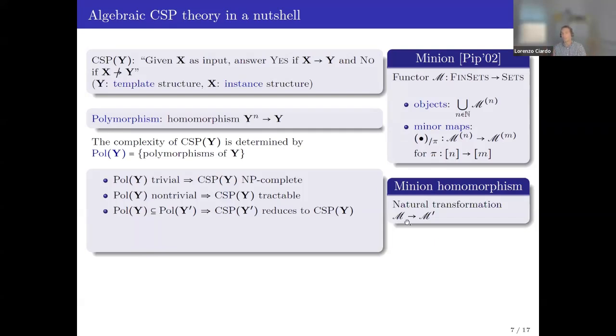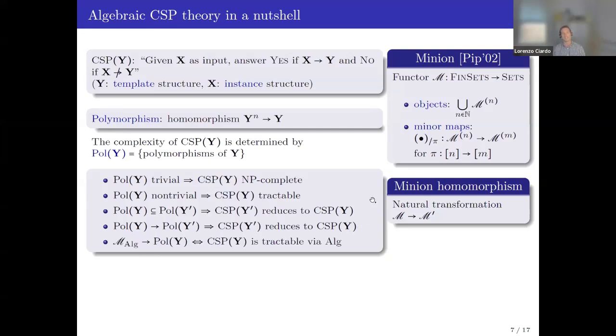So a minion homomorphism is just a natural transformation between these two functors, which means that I have a way to compare the polymorphisms of Y to the polymorphisms of Y prime. In case there exists a minion homomorphism between the two, the second reduces to the first. And finally, it is possible to associate to every algorithm a corresponding minion such that the minion of the algorithm maps, so it admits a minion homomorphism, to the polymorphisms precisely when I can use the algorithm to solve the problem. Right?